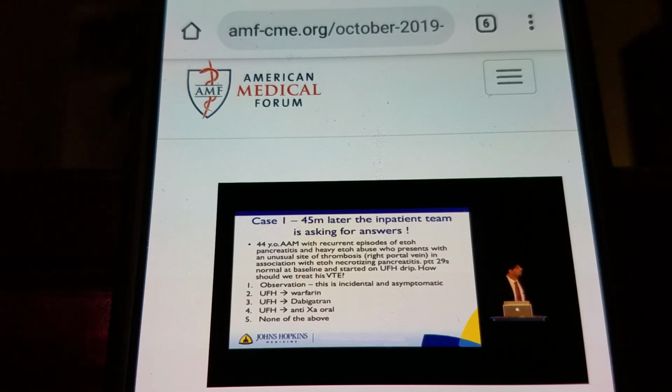This is our first case that I started off this section with. This is a 44-year-old male with alcoholic pancreatitis who presents with a portal venous clot. He has necrotizing pancreatitis on imaging. He has been started on an unfractionated heparin drip. How should we treat his VTE?